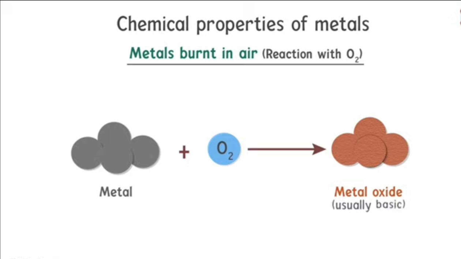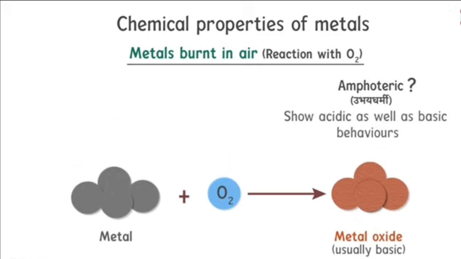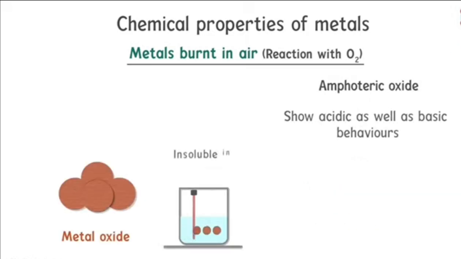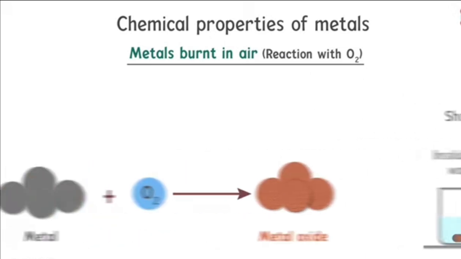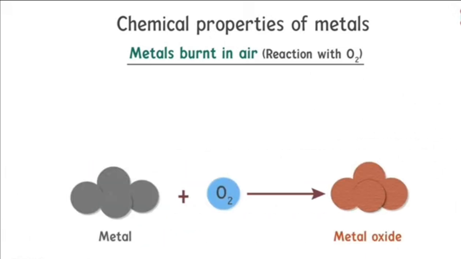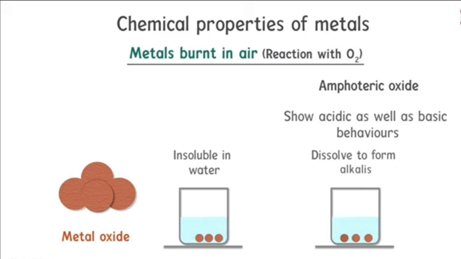These metal oxides are usually basic in nature, but they can also form amphoteric oxides. The amphoteric oxides show acidic as well as basic behavior. These metal oxides are insoluble in water, but some are soluble in water to make the alkali. So some metal oxides dissolve in water and are called alkalis.